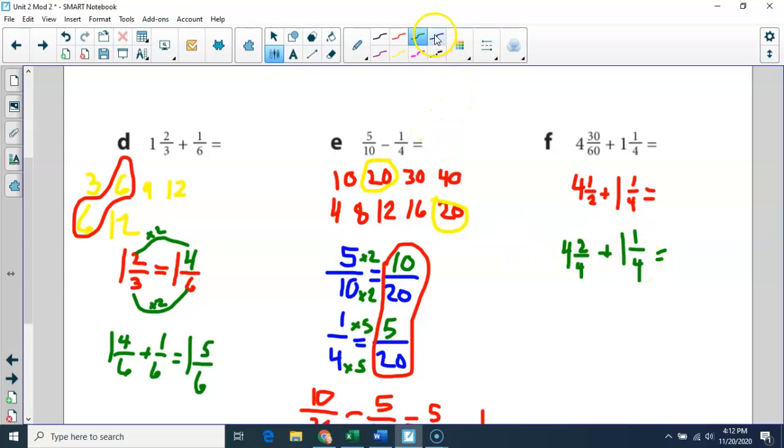So I add my whole numbers together first. 4 wholes plus 1 whole is going to give me 5 wholes. And then I add my 2/4 plus my 1/4, and that's going to give me 3/4. This one looked really hard in the beginning, but if you would have just thought of half, you would have realized it really wasn't that bad. So again, you can stop the video here, and if you didn't get this one correct, see if you can find where you made your mistakes.